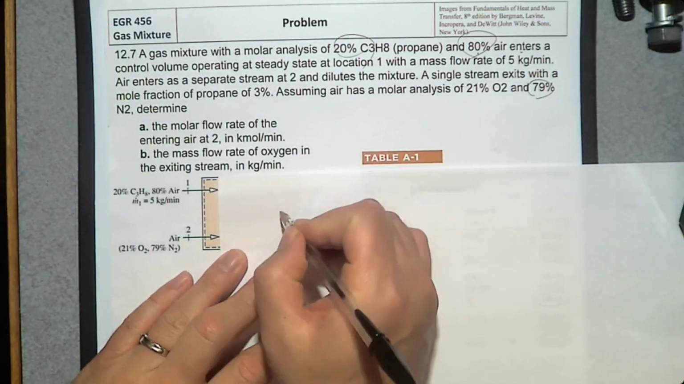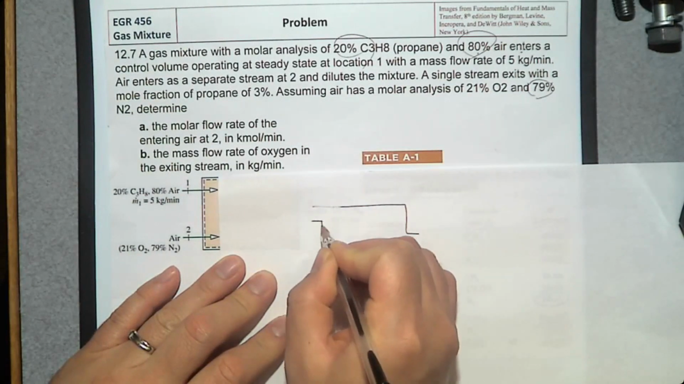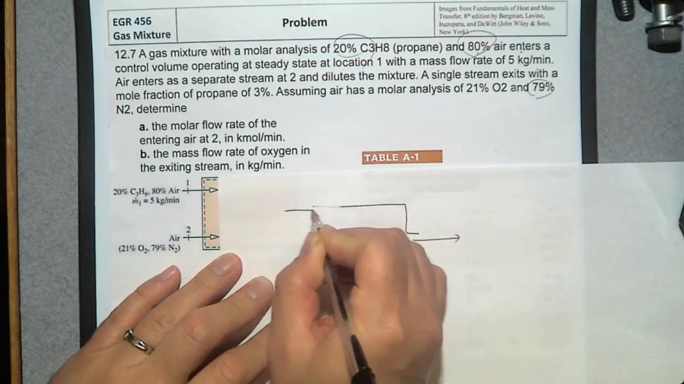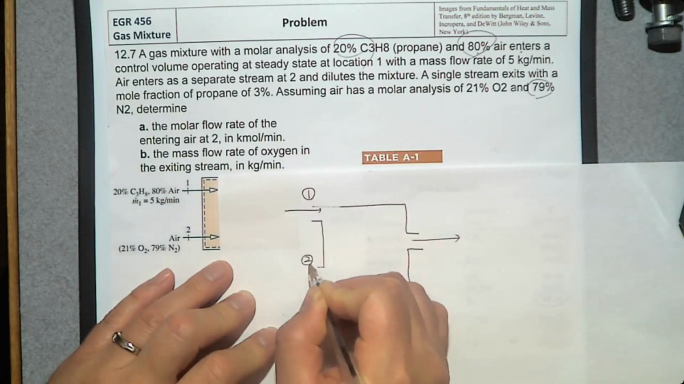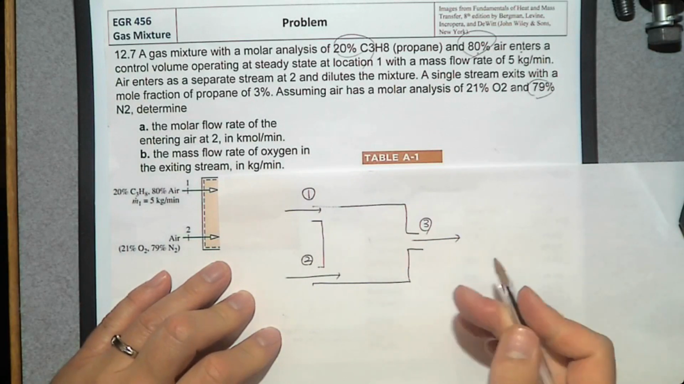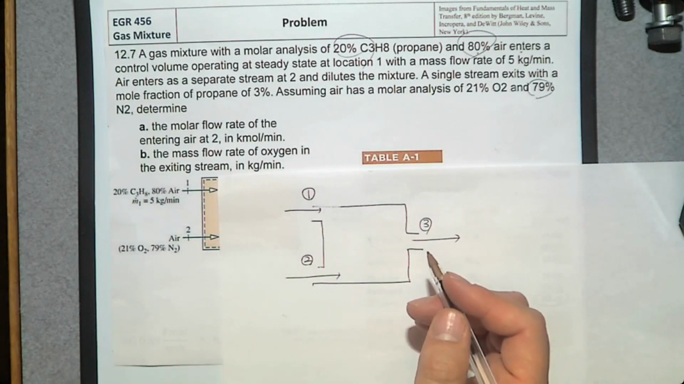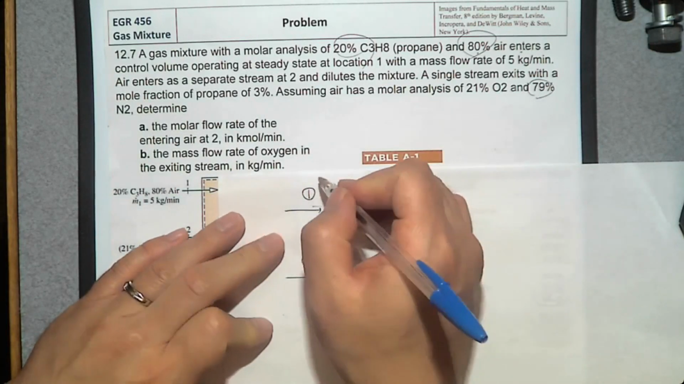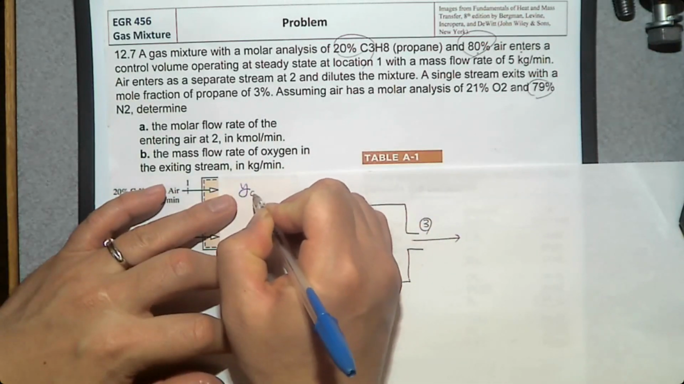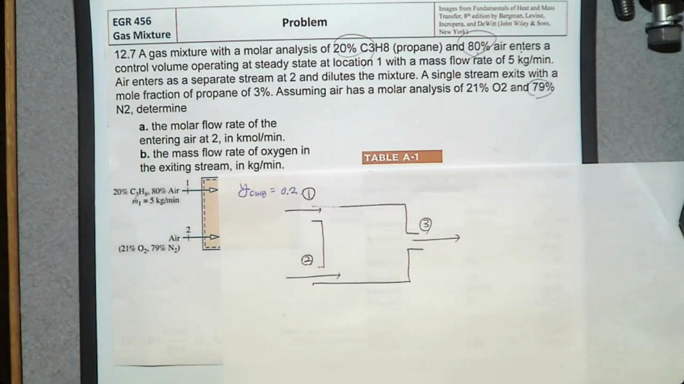So at inlet number 1, we have this chamber. So this is inlet number 1. Here's inlet number 2, and there's an exit number 3. And the mole fraction of propane is 20%. So at inlet number 1, Y of propane, C3H8, is going to be 0.2, 20%.